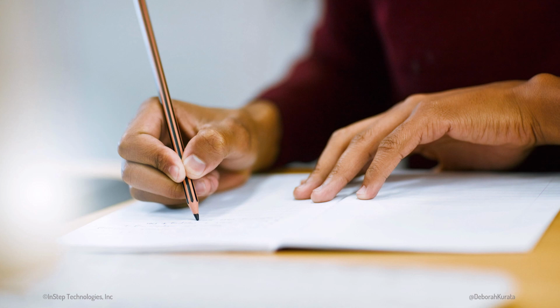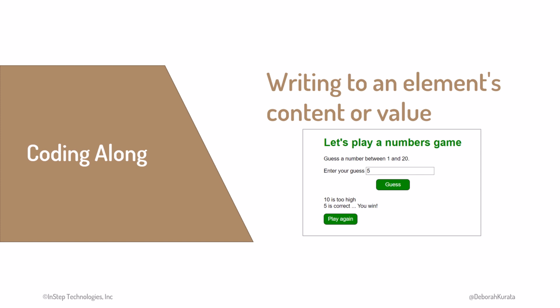We've seen how to find an element and how to read the element's content or value. Now let's look at how to write to an element. In our Guess a Number game, we want to display too high, too low, or you win on the page. The user shouldn't need to look at the console. Let's jump right back into the demo.